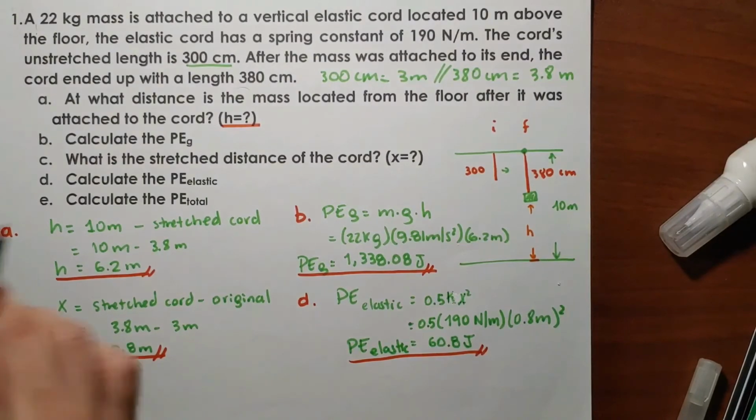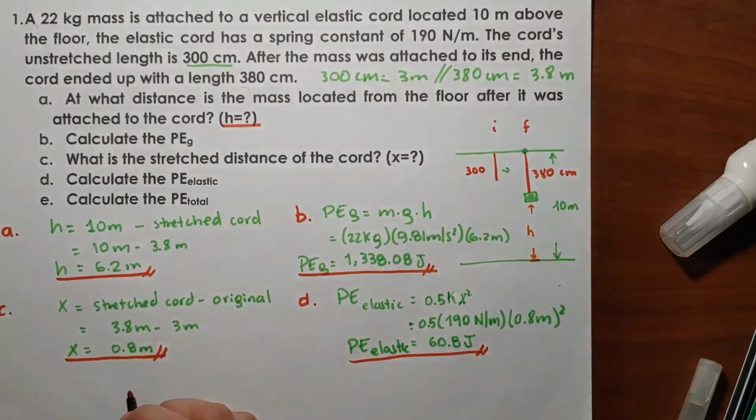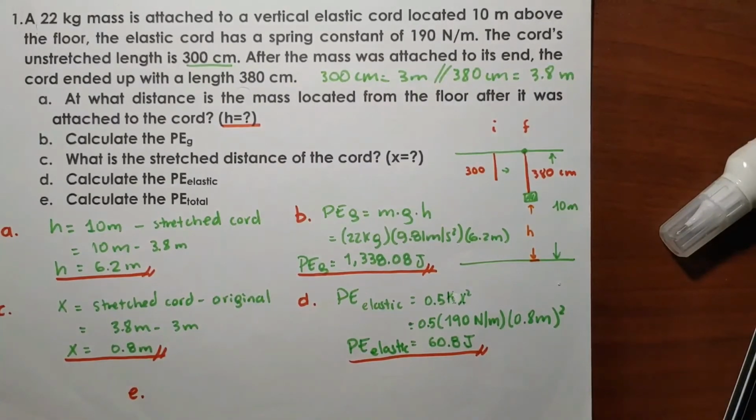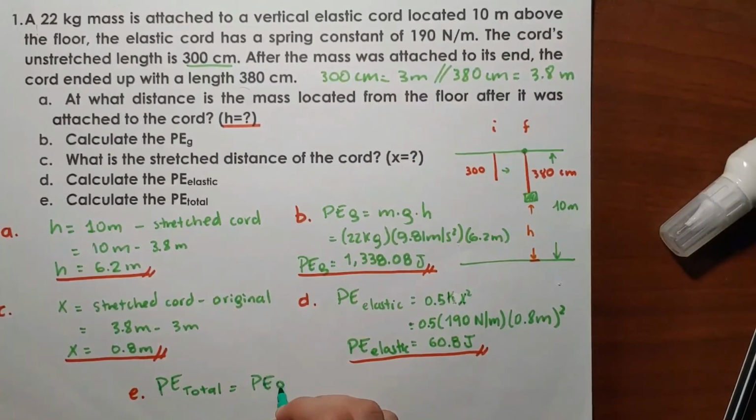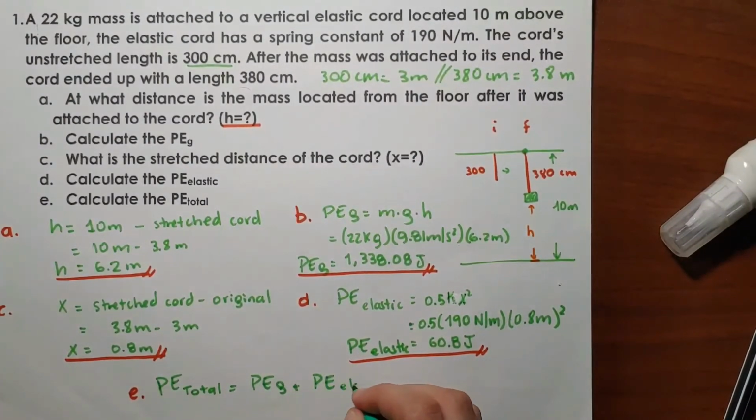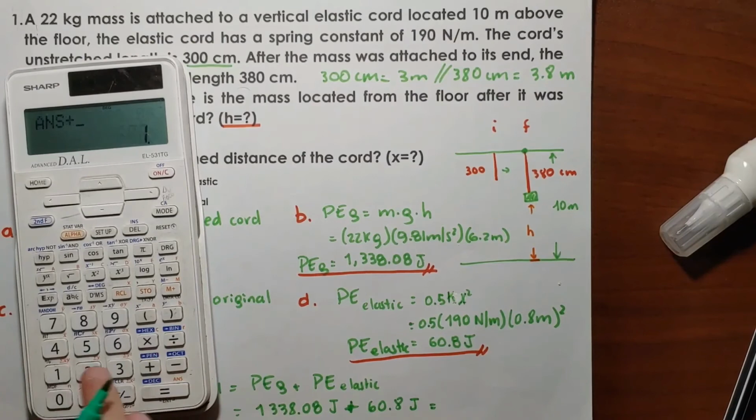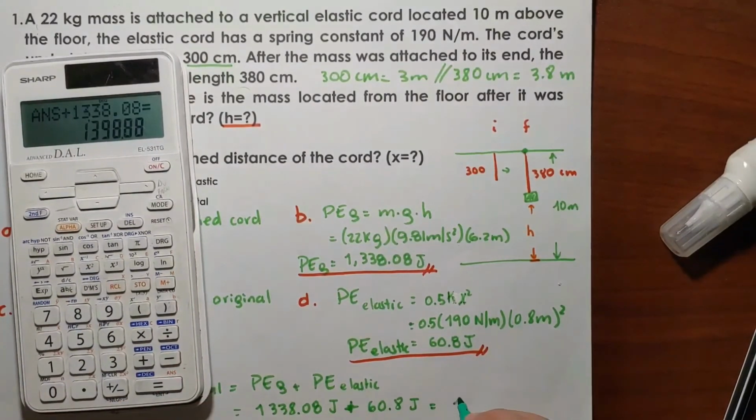Now in the last part, it says calculate the PE total, the potential energy total, which is nothing more than adding gravitational plus elastic. PEG plus PE elastic. So this is 1338.08 joules plus 60.8 joules, which gives 1,398.88 joules, and voila.